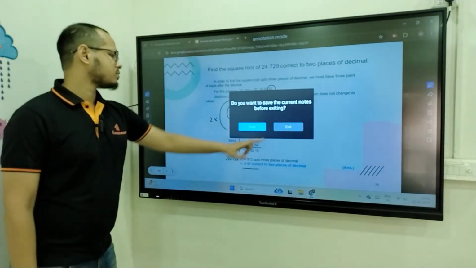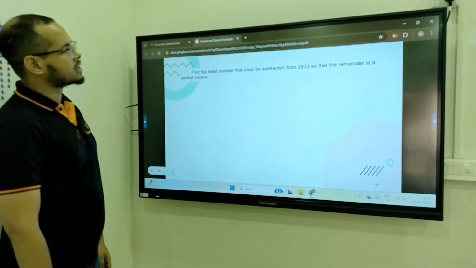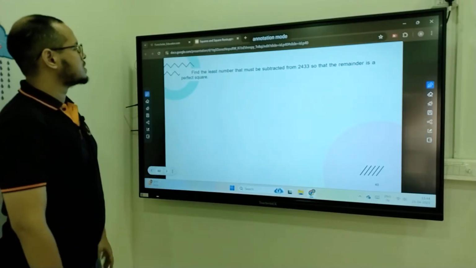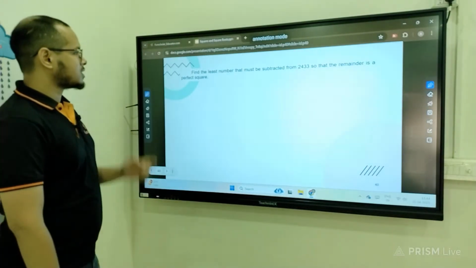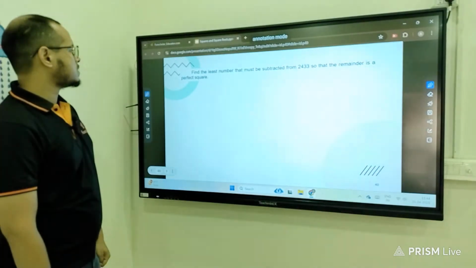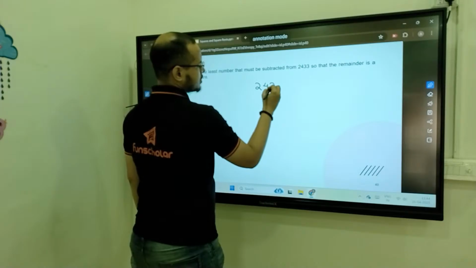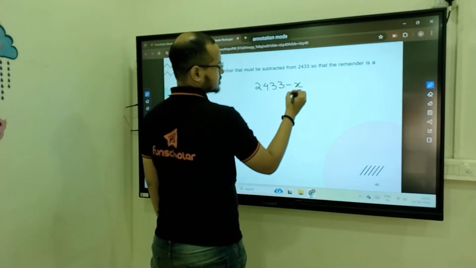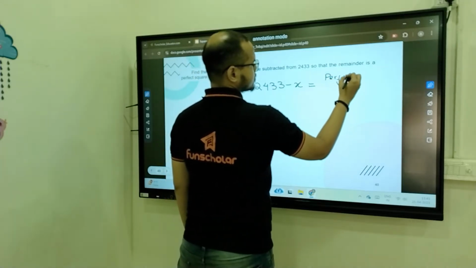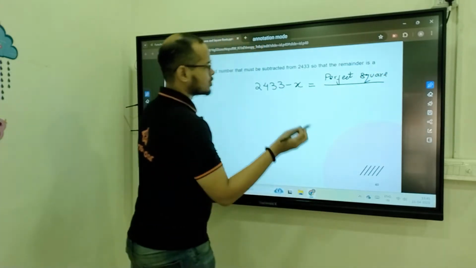Okay, chalo, let's continue. Find the least number that must be subtracted from 2433 so that the remainder is a perfect square. Okay, chalo, let's see. So 2433 minus x, that is the number, will lead us to a perfect square. Okay, this is what is written in this.